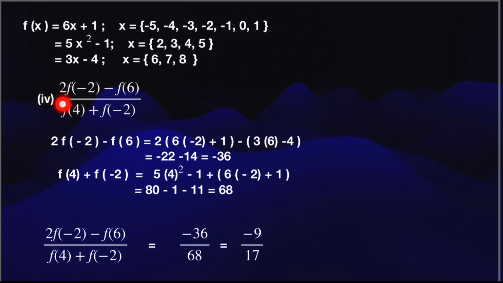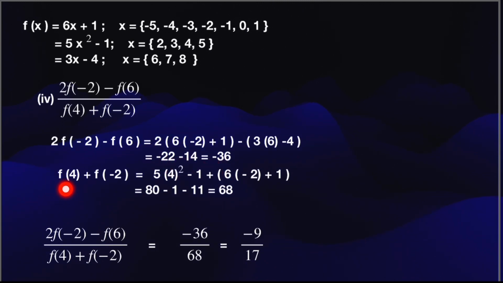Here we have a numerator: 2f(-2) minus f(6). So first let's do the numerator, 2 into f(-2). What is f(-2)? Minus 2 means you have to use this formula: 6 into minus 2 plus 1, minus f(6). Where is 6? Here it is, 3x minus 4. So 3 into 6 minus 4. Solve this, you will get minus 36.